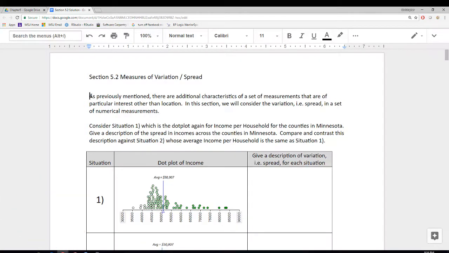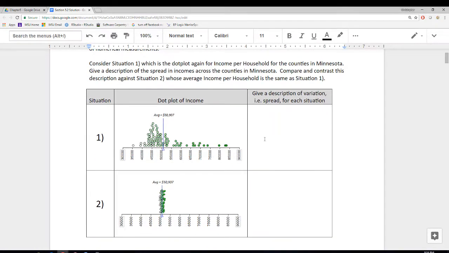In the previous section, we considered measures of location. In particular, we were looking at things such as the median or the average, the smallest, the largest. We also talked about percentiles. But here, in this section, we're going to be talking about measures of spread in data. So let us consider two situations here, situation 1 and situation 2.